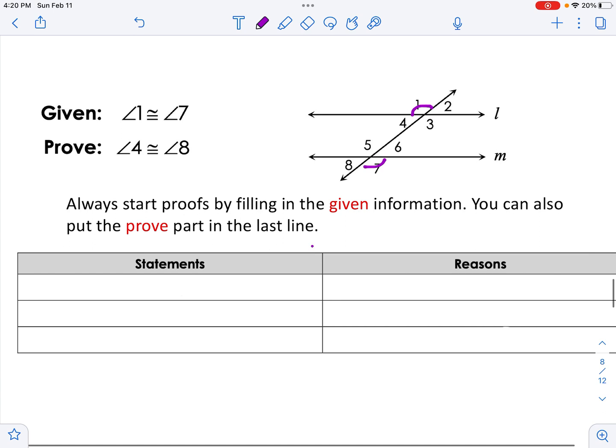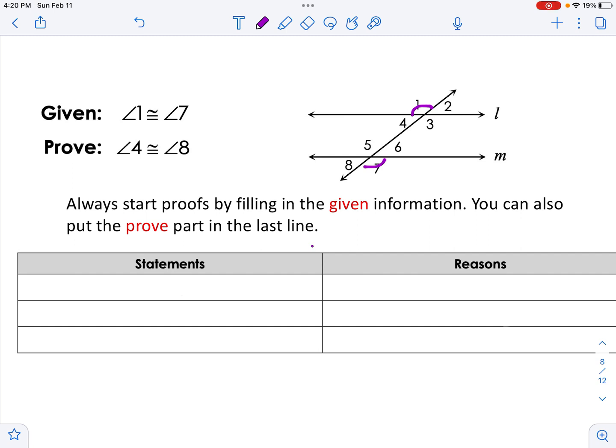Prove that 4 and 8 are congruent. Okay. We are only given that 1 and 7 are congruent. And the first thing you want to do here is fill in the given information. Always start your proofs by filling in the given information. And you can also put the prove part in the last line.